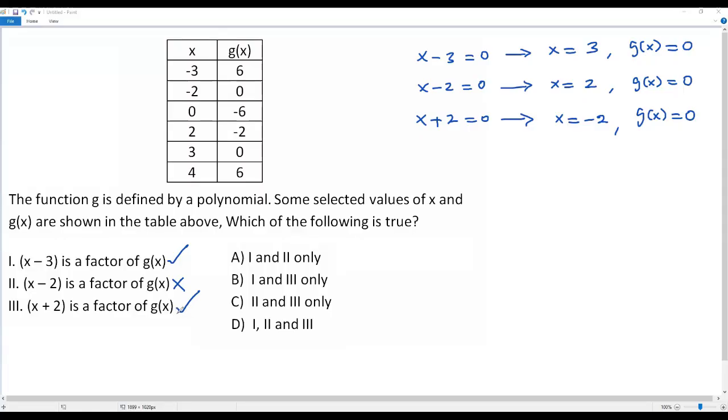Okay, so clearly the first and third statements are true. We find the first and third statement in answer choice B. So the correct answer choice for this question is B.